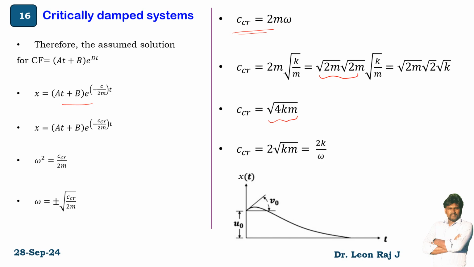So the response looks like this. Here you can see that there is an exponentially decaying term, that is e power minus some constant into t. So e power minus t means with respect to time it slowly decays. This decaying is caused due to e power minus CCR by 2m t. So your response is gradually decayed to a point. There is no vibration. So this is called critically damped vibration.